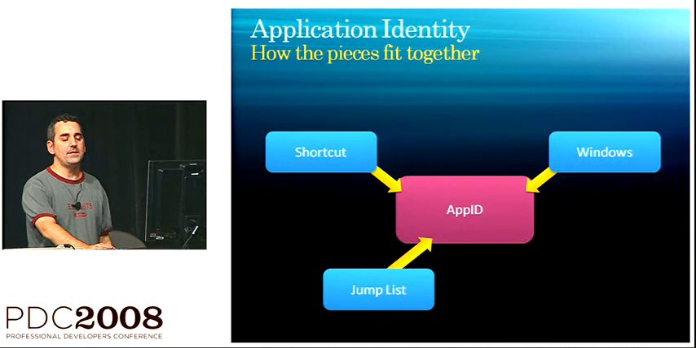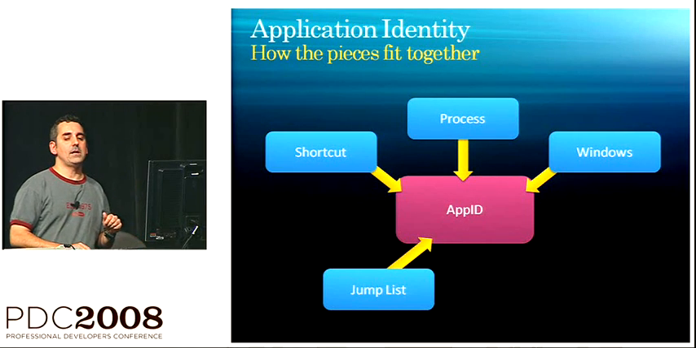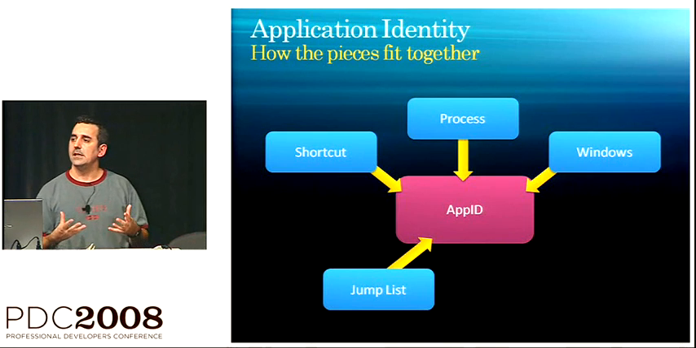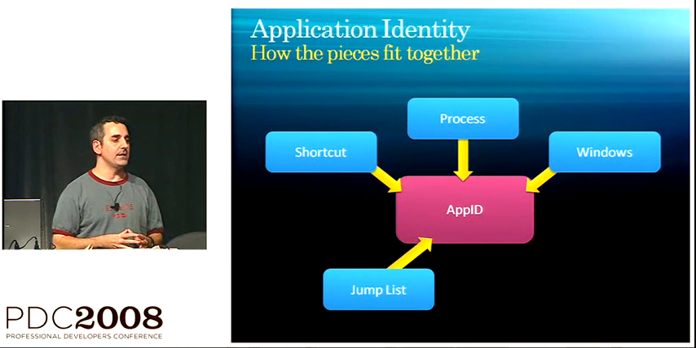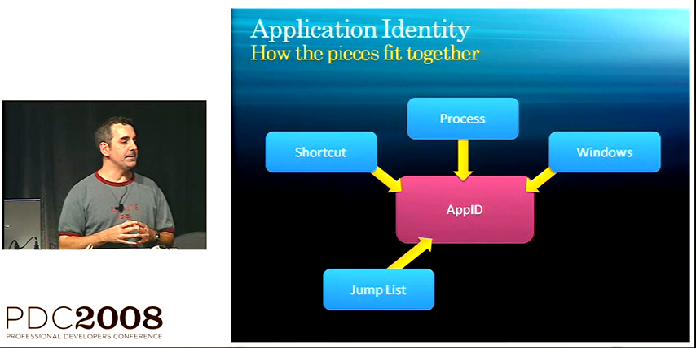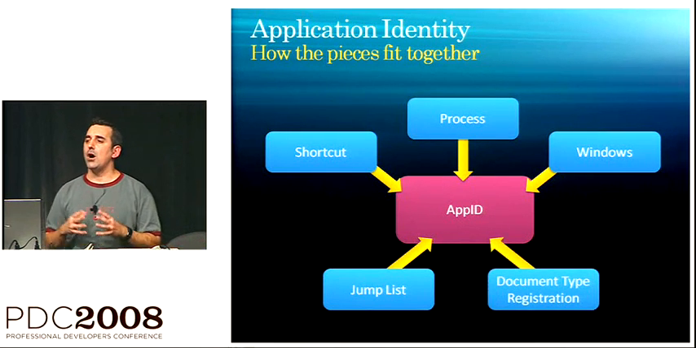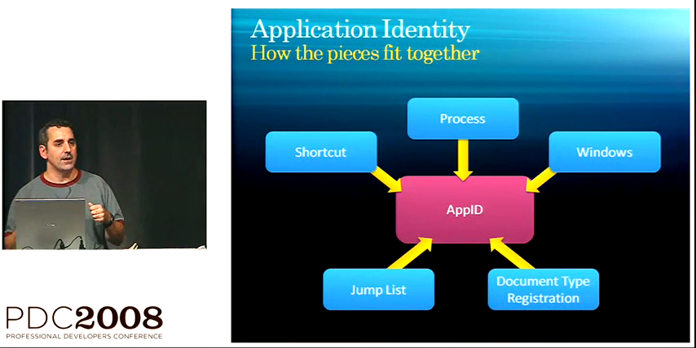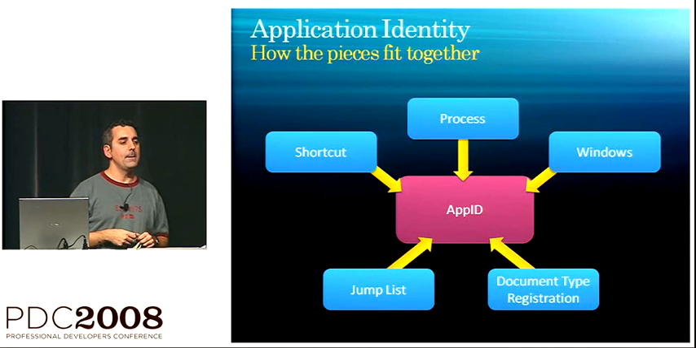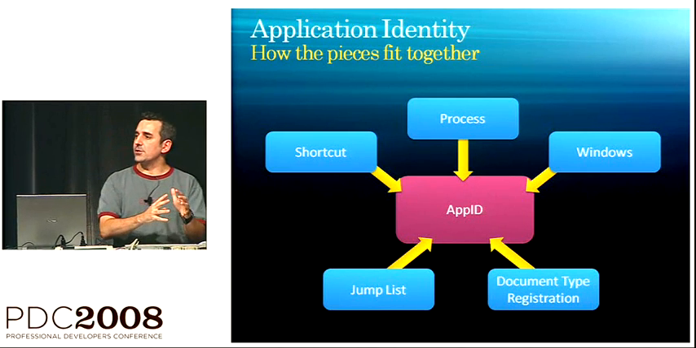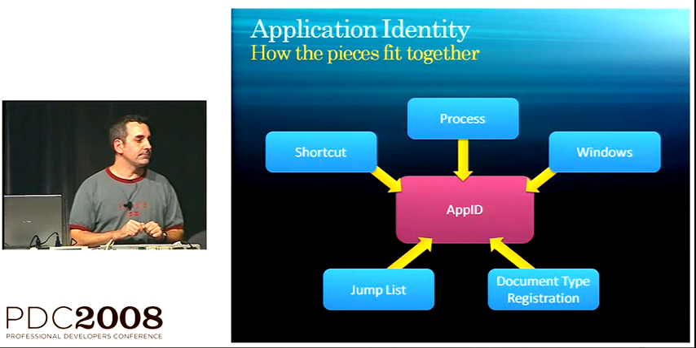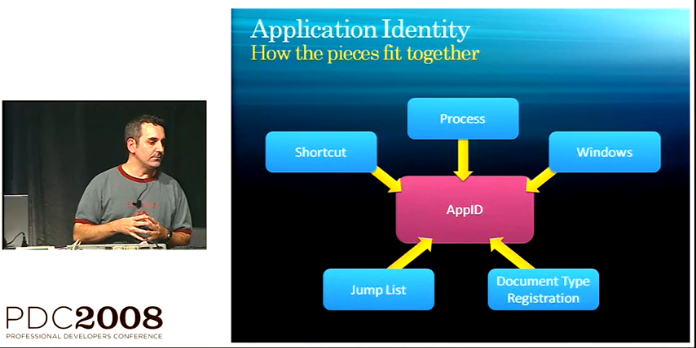Well, there's a couple of additional pieces to that, things that aren't so obvious to an end user, which is the actual process instance of your application. A process can have associated with it an application ID. And I'll talk a little bit about how this can be helpful in a minute. And the second thing is any document type registration your app might have. So if your app handles a specific file type, like .foo or .txt or whatever the case may be, that registration information in the registry can have associated with it an application ID. And I'll discuss how that's useful as well.